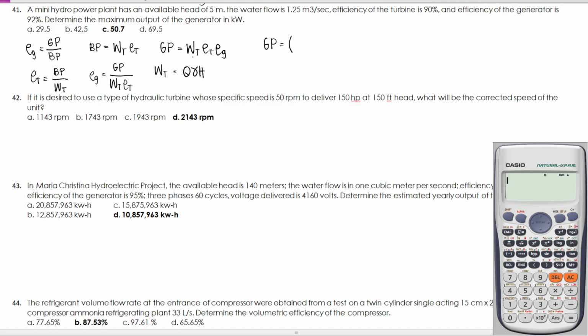Again, ang ideal work ng turbine ay equal sa Q gamma H. Ang Q or yung volume flow rate ng water is 1.25 cubic meter per second. Ang gamma ng water is 9.81 kilonewtons per cubic meter. At ang height is 5 meters. Again, ito ay Q gamma H para sa work output ng turbine. Multiply natin to turbine efficiency na 90% at generator efficiency na 92%.